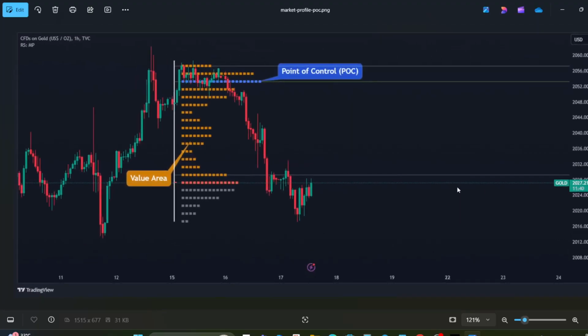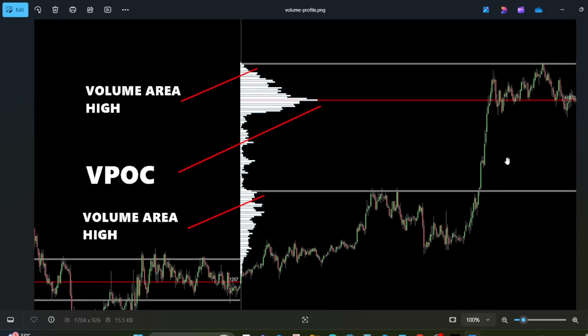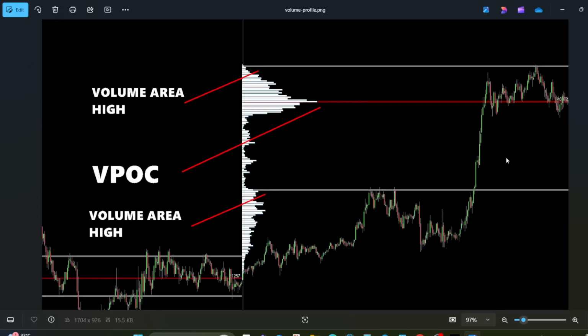It's great for understanding the overall market structure and for identifying key zones where price could consolidate or break out. On the other hand, volume profile is volume based, giving you a picture of where the most trading activity is occurring at specific price levels. It's ideal for spotting areas where there has been heavy buying or selling, which often precede major market moves.